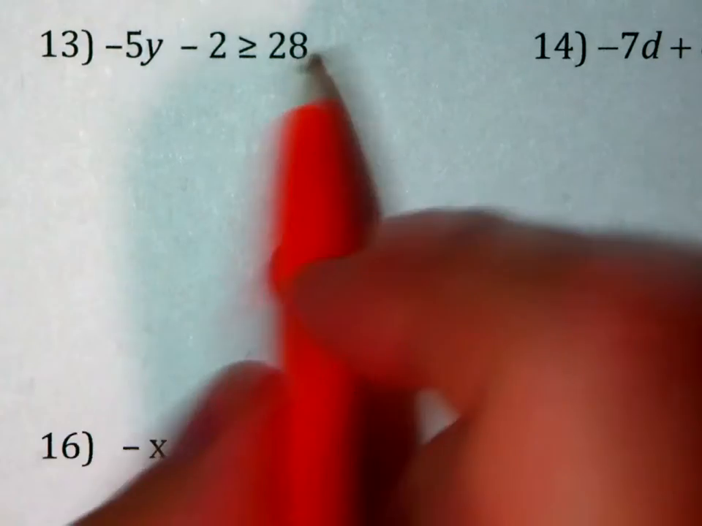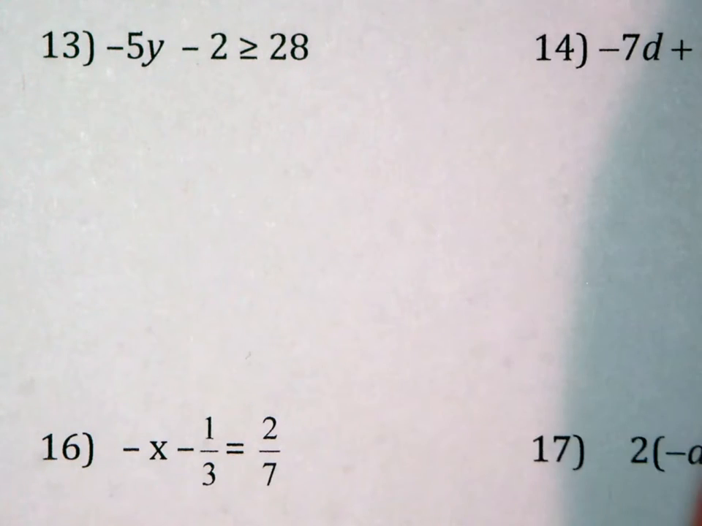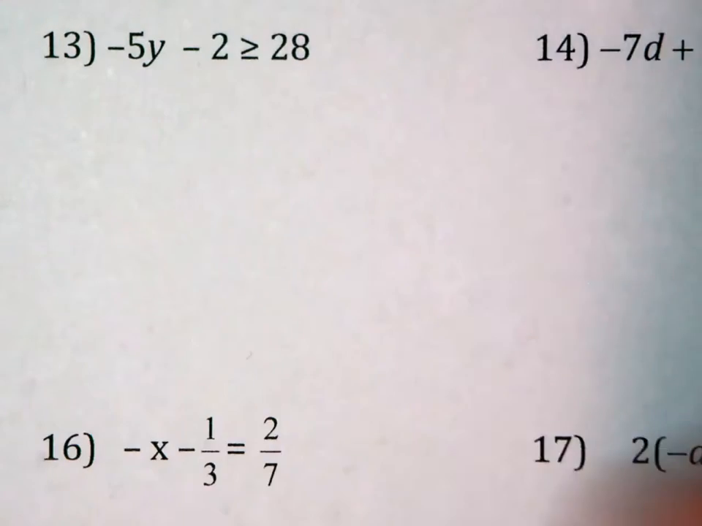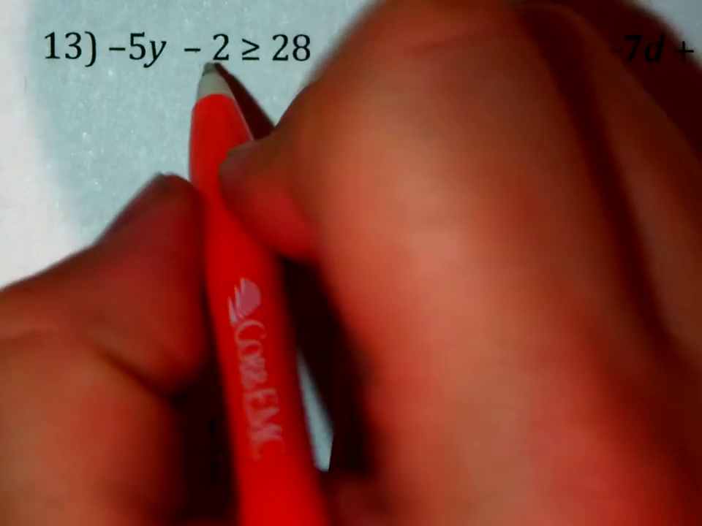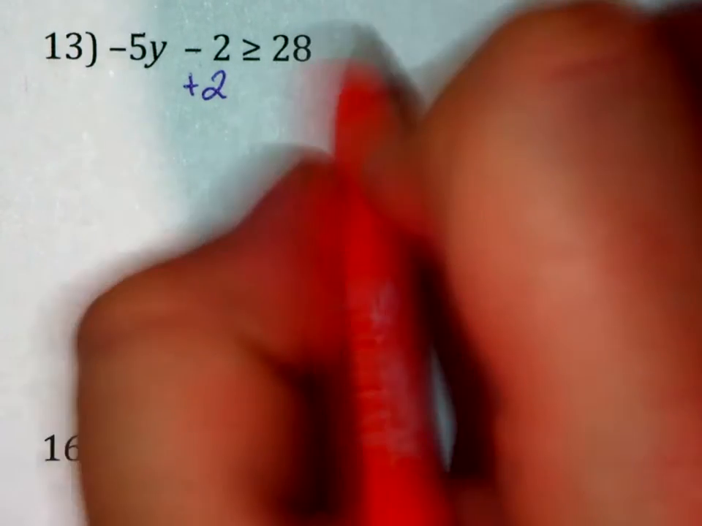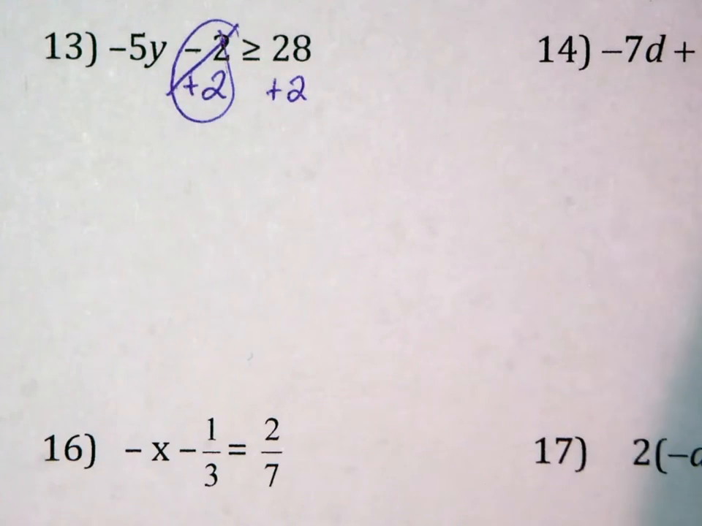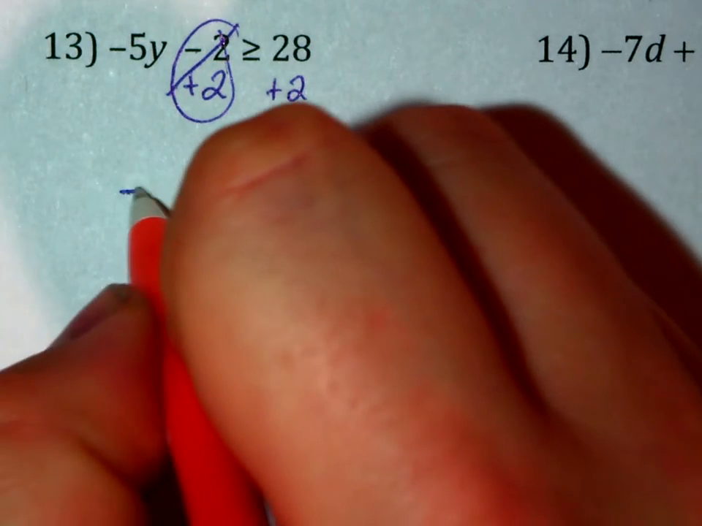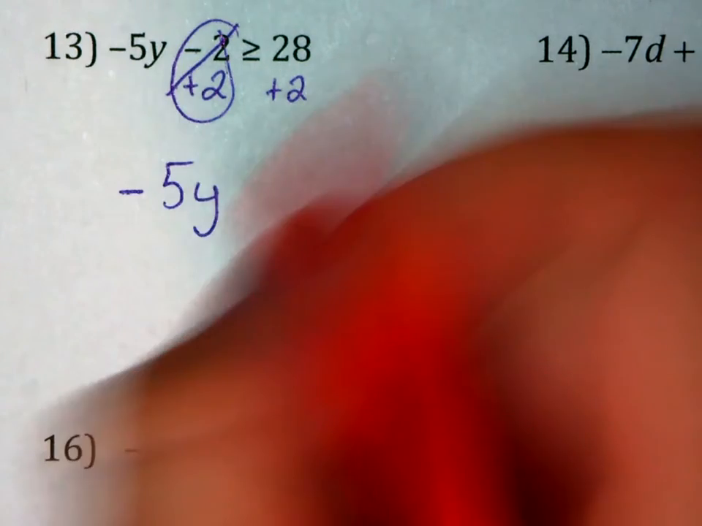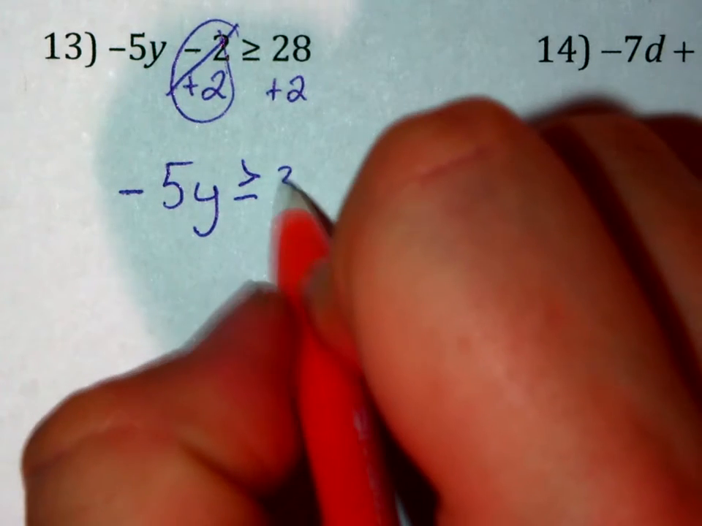Number 13, again we have another inequality. I'm going to begin with my reverse order of operations, so subtraction and/or addition. And here I have subtraction taking place in the problem, so I will do its opposite or inverse operation. So I will add 2 to both sides. Adding 2 cancels the negative 2 out on the left side of the inequality. So I will drop down the negative 5y. It's still greater than or equal to 30.